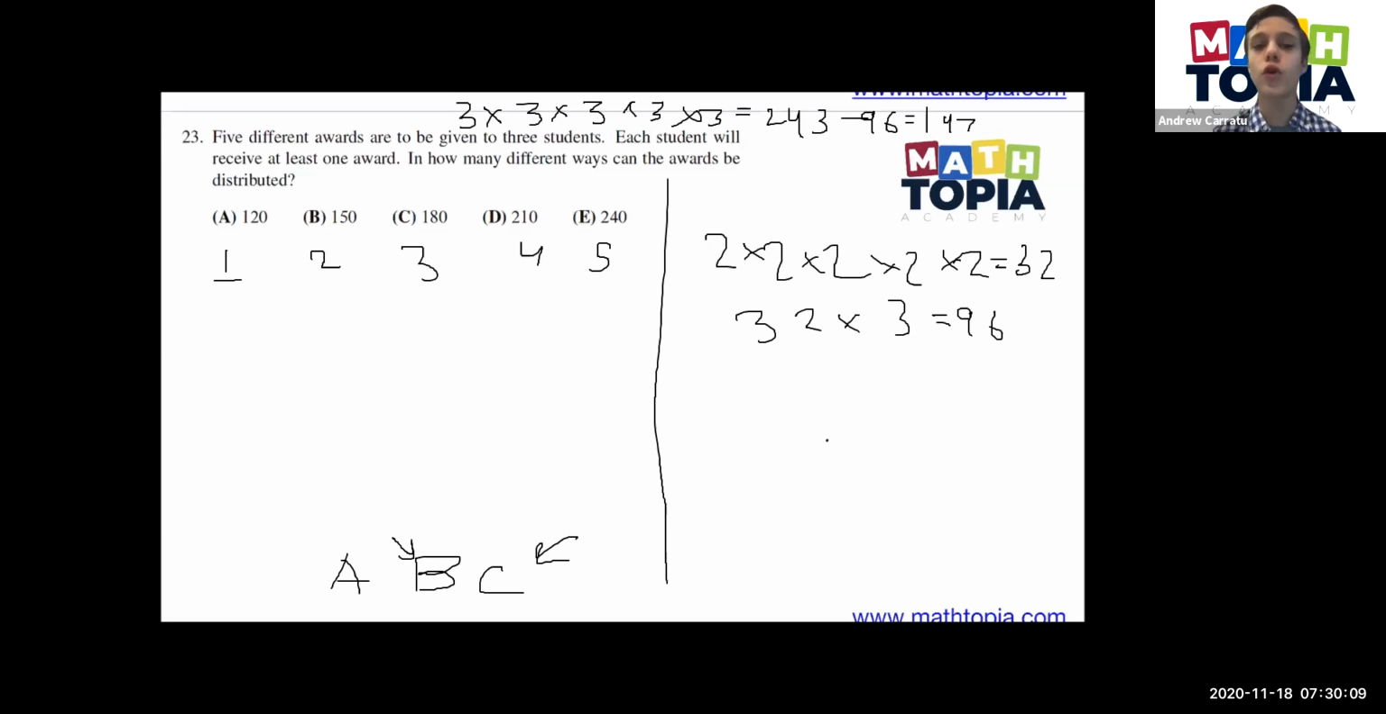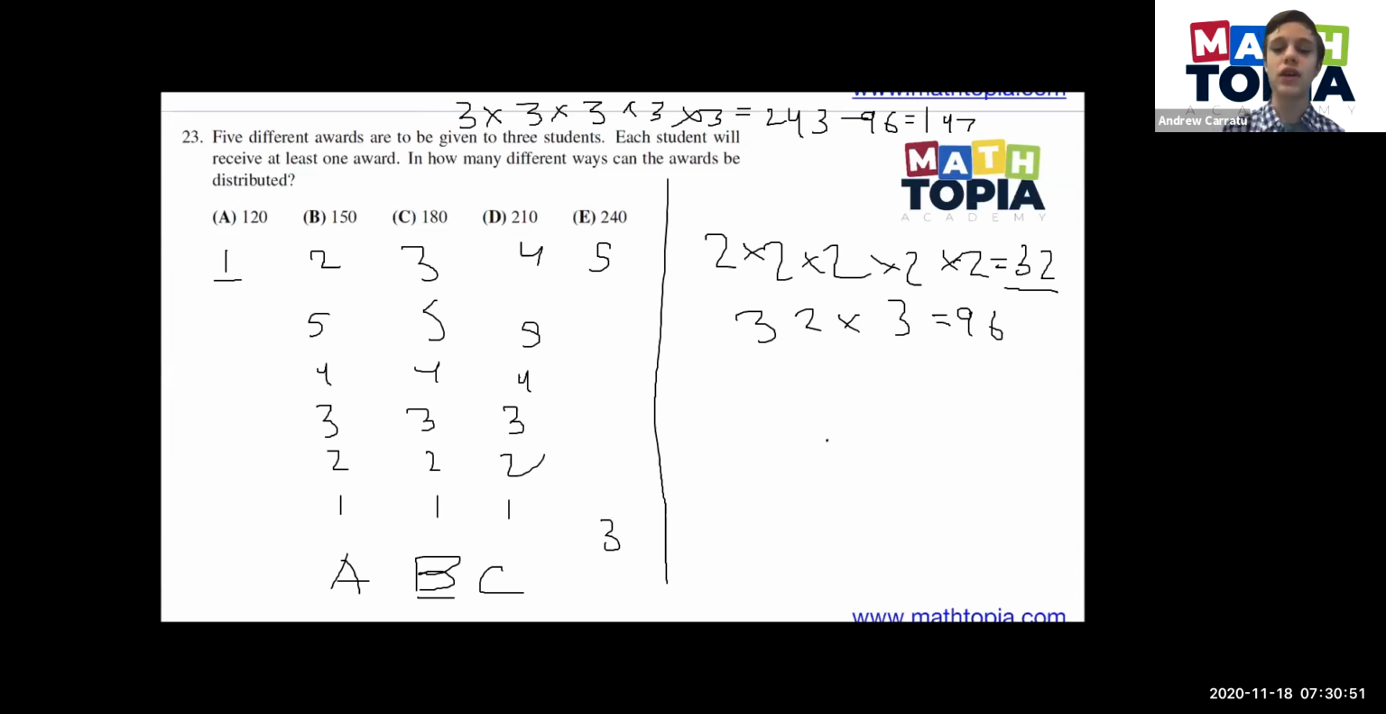If we notice in the 243 possibilities, A getting all five awards is one of those possibilities. But then notice that the 32 possibilities where B doesn't get an award includes the possibility where A has all five, and so does the 32 possibilities where C doesn't get anything, which means that we're adding it once in the 243, and then we're subtracting it twice in the 96. So we need to add that possibility back on for each of the different ways we can give all the awards to one person. We can give all five awards to A, to B, or to C. And there's exactly three ways we can do that. So since we've subtracted these twice, we have to add it back on.